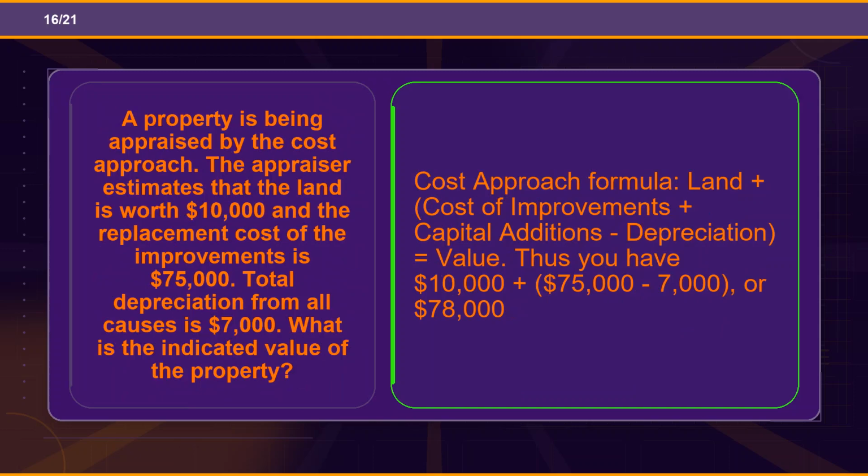Flashcard 16. Term: a property is being appraised by the cost approach. The appraiser estimates that the land is worth $10,000 and the replacement cost of the improvements is $75,000. Total depreciation from all causes is $7,000. What is the indicated value of the property? Definition: cost approach formula, land plus cost of improvements plus capital additions minus depreciation equals value. Thus you have $10,000 plus $75,000 minus $7,000, or $78,000.